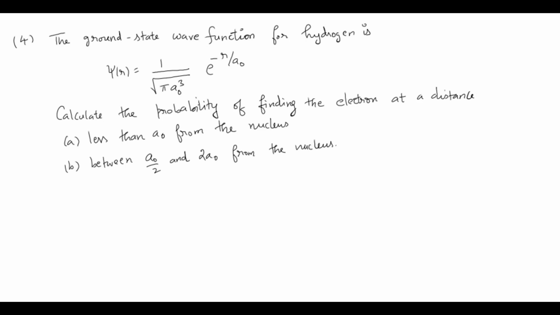So let us solve this problem. Now what is given? The given is the ground state wave function, that is psi of r, which is equal to 1 over square root of pi a naught cube e power minus r by a naught. So now let us calculate the probability.